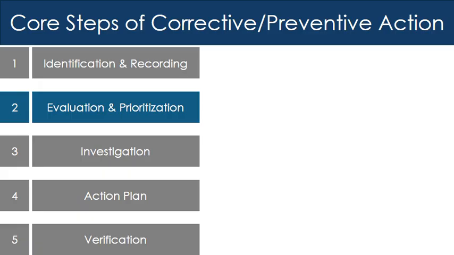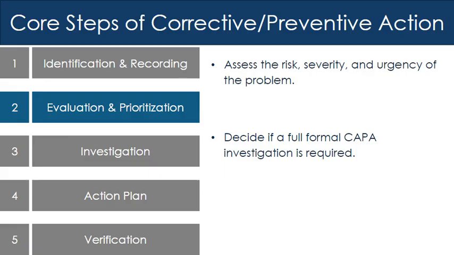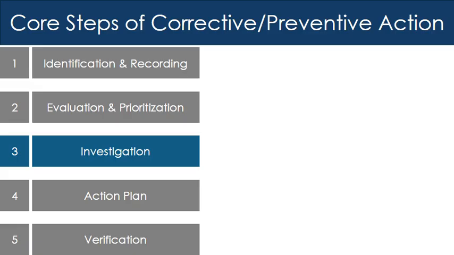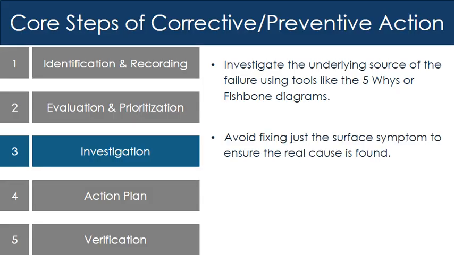2. Evaluation and prioritization. Assess the risk, severity, and urgency of the problem. This information will drive the immediate and long-term actions that will be required. Then decide if a full formal CAPA investigation is required. 3. Investigation and Root Cause Analysis, or RCA. Investigate the underlying source of the failure using tools like the 5 whys or fishbone diagrams. Attempting to correct the problem without understanding why it occurred is an exercise in futility. Avoid fixing just the surface symptom to ensure the real cause is found.